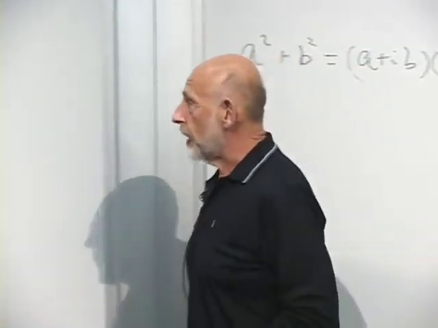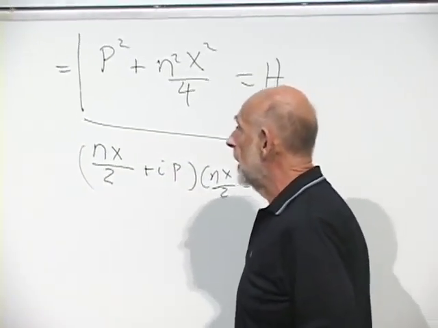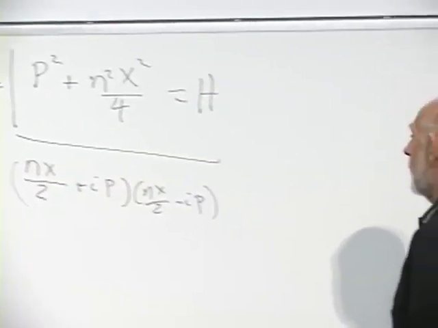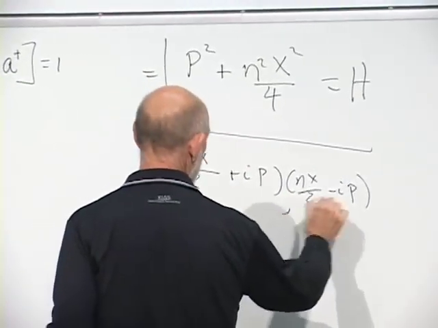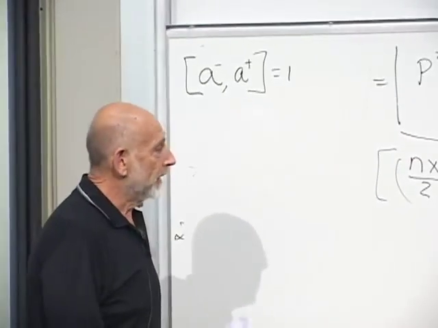They're operators which are complex conjugates of each other. These two are complex conjugates of each other, and their commutation relation is 1. So let's work out the commutation relations between these and just check if we get 1. We won't get 1. All right?